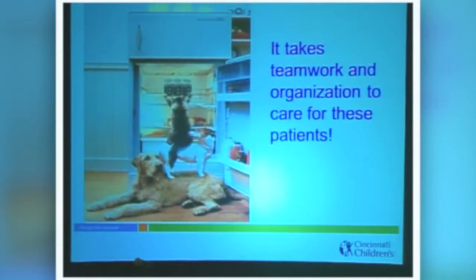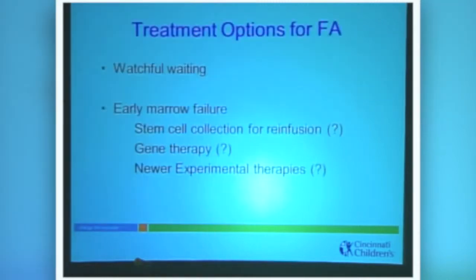So once we've diagnosed the patient, we need to take care of the patient, and it takes a lot of teamwork and organization to care for these patients. They are special, and they need special treatment. So what are the treatment options for patients with Fanconi anemia? Essentially, it's watchful waiting, following the counts, and following any clinical symptoms.